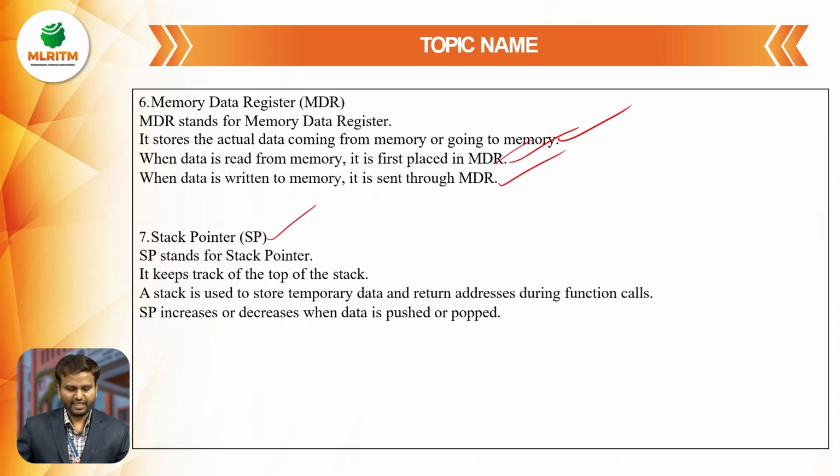SP stands for stack pointer. It keeps track of the top of the stack, and it will track which instructions will be executed, serially or non-serially. The stack is used to store temporary data and return addresses during function calls. When function calls are made, the return address is stored, and SP increases or decreases when data is pushed or popped.